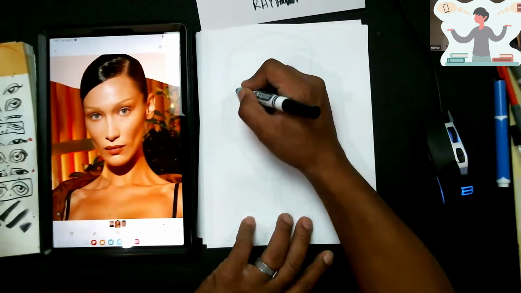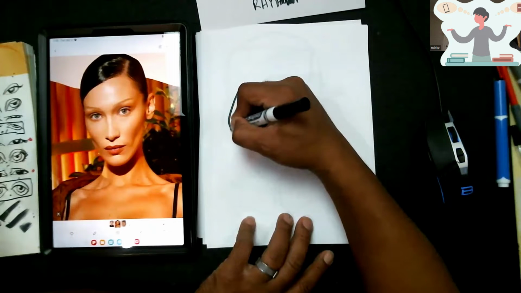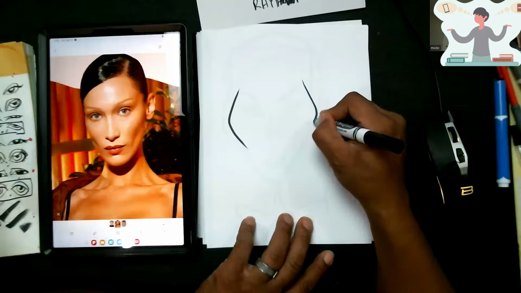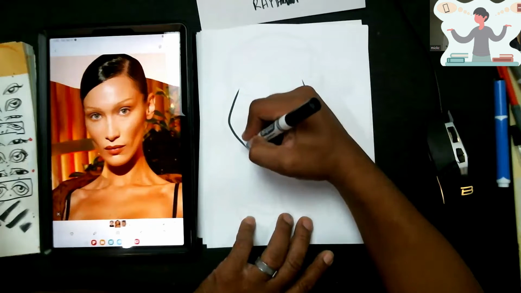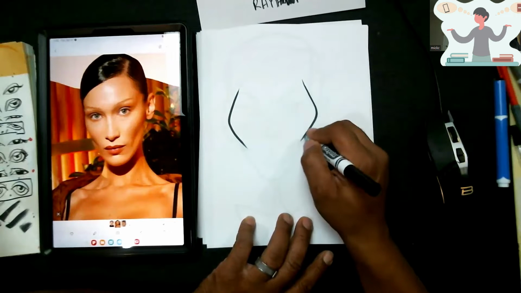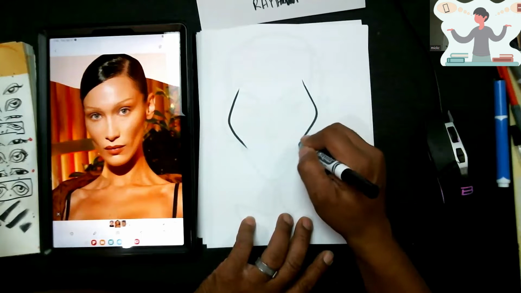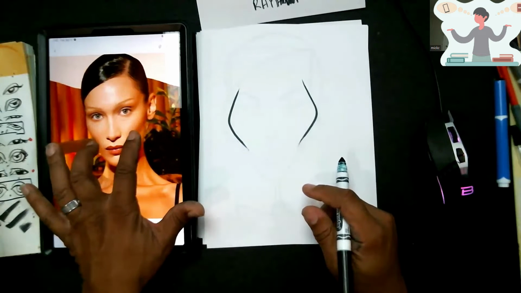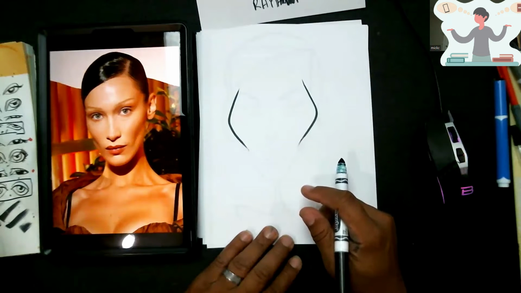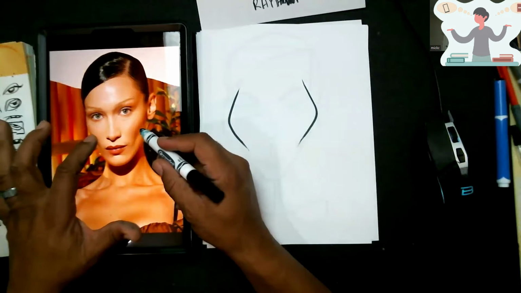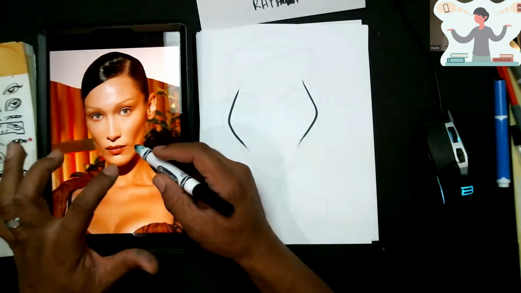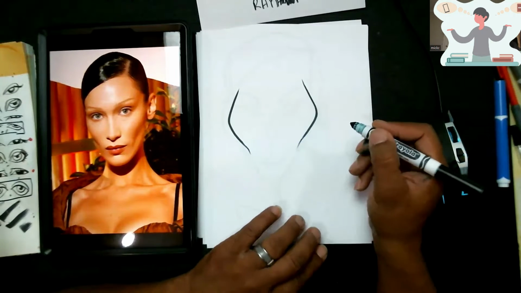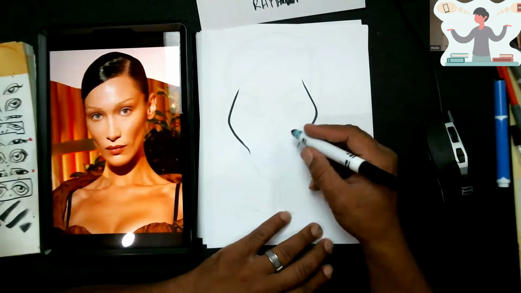So here again, watch. We've got one cheekbone, two cheekbones. Now you'll notice at the end of her cheekbone there's a little drop off here. You see how it goes in and drops off into her chin? That is something I kind of minimize in the drawing, but with her, it's very prominent.